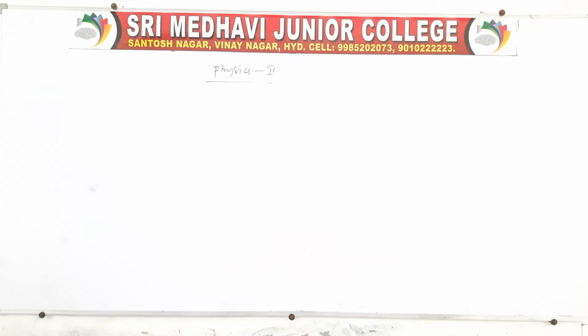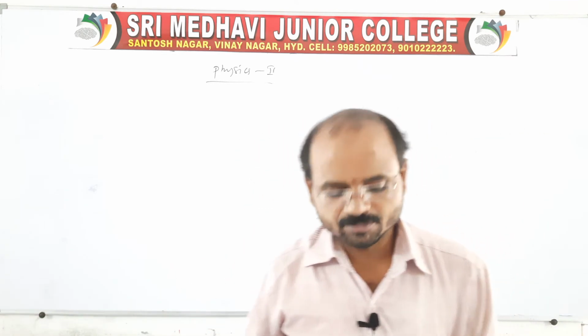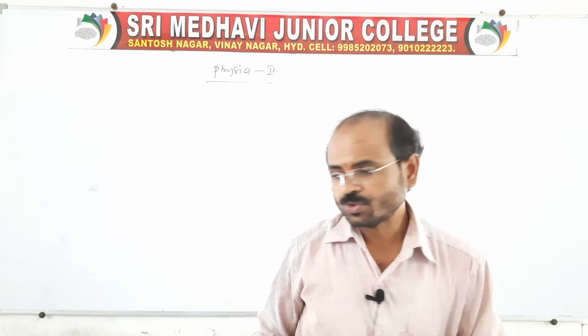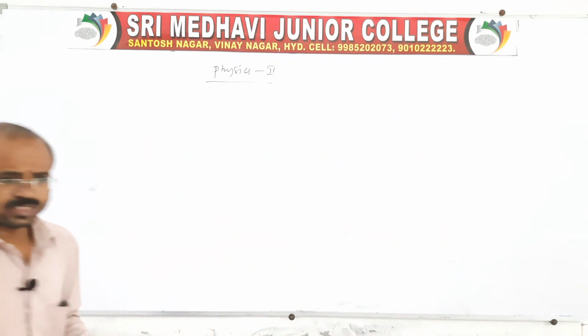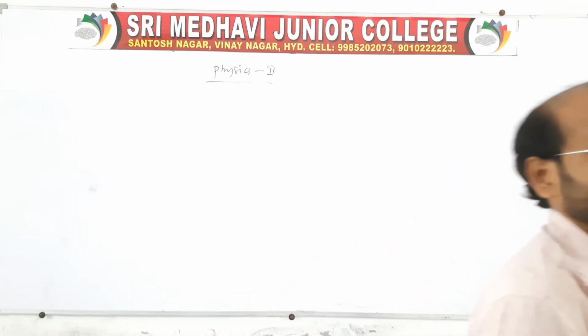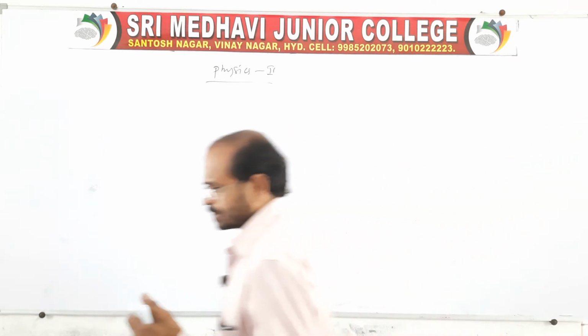There is another question, that is page number 60, 2.9, you do as homework. Page number 60, 2.9 is the next question. Clear? So these are the problems related to concave and convex lenses. Right? Let us see, coming to the next one.